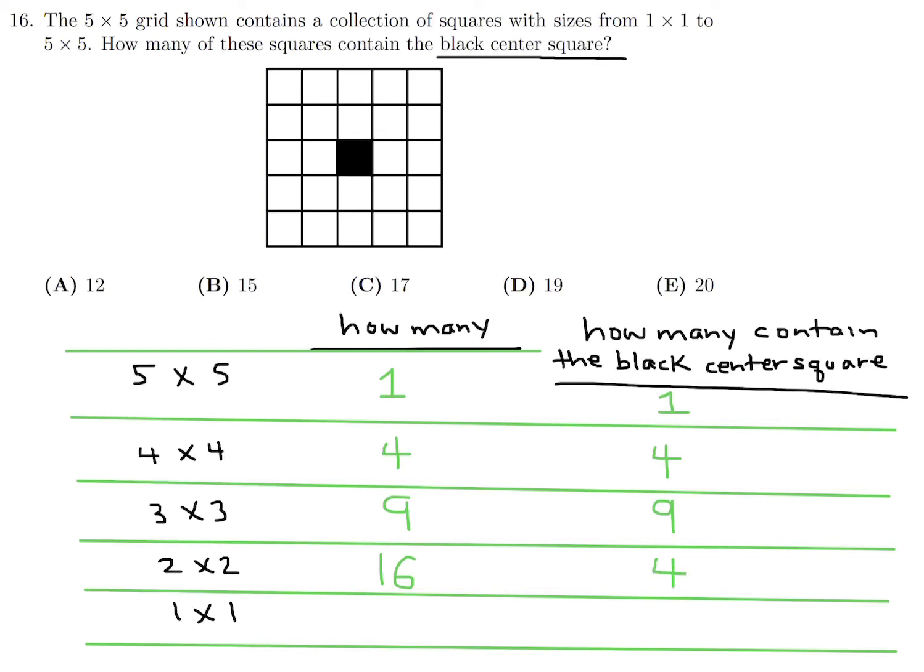And then finally, 1 by 1, I'm not going to go through all of those because that's pretty obvious, right? They're just these little guys in here. And you can easily tell that there's 5 times 5, which is 25 of those. And because there's 25 of those, you can pretty much figure out how many of those have the black center square. Well, it's just the one that's the black center square. That's the only one that will contain it. So there you go. Now we just have to add up all these. So that looks like 5, 5, and 9. 19. 19 is the answer to this question. So that would be 16 is D.